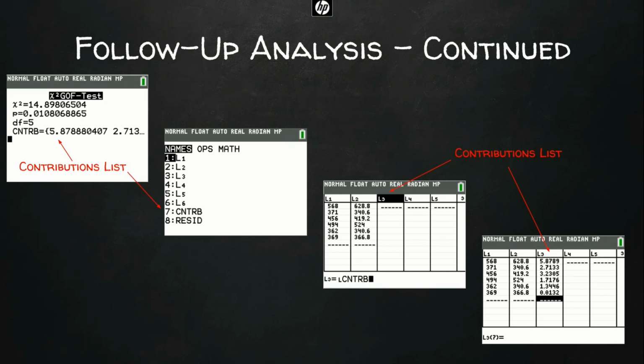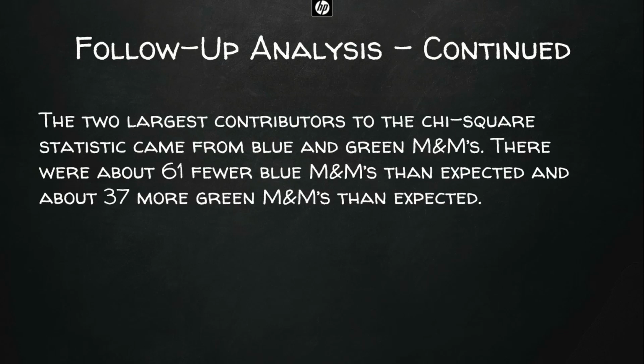Now, when we are doing this follow-up analysis, they would like us to do a couple of things. They want to indicate where the largest contributions came from, and they want us to analyze if those contributions were above or below what was expected. So here we would make a statement that the two largest contributors to the chi-square statistic came from blue and green M&Ms. There were about 61 fewer blue M&Ms than expected and about 37 more green M&Ms than expected.